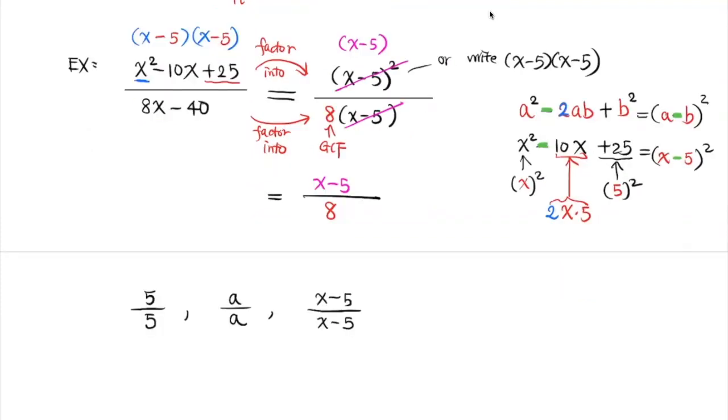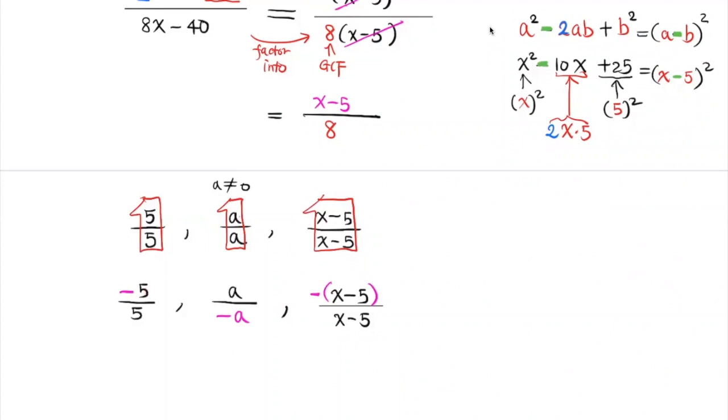Notice that when we divide out a common factor, say 5 over 5, we get 1. A over A, divide out the common factor A. When A is not 0, A divided by A will be 1. Also, when we divide out the common factor x minus 5, that will become 1. What happens if the factors up and down are opposite?